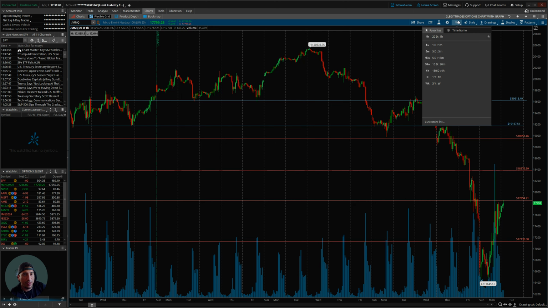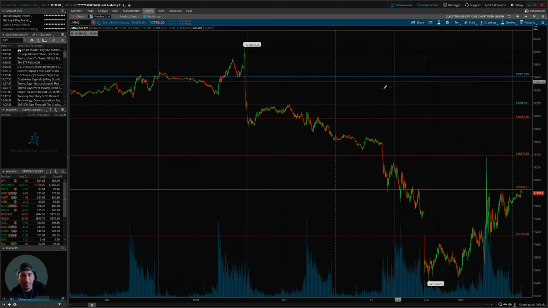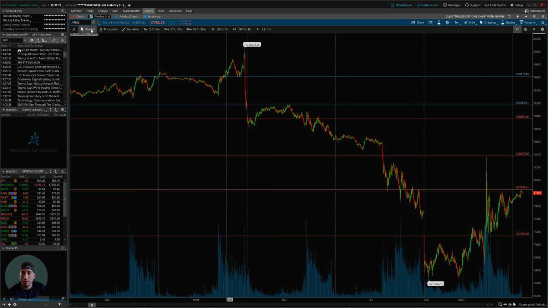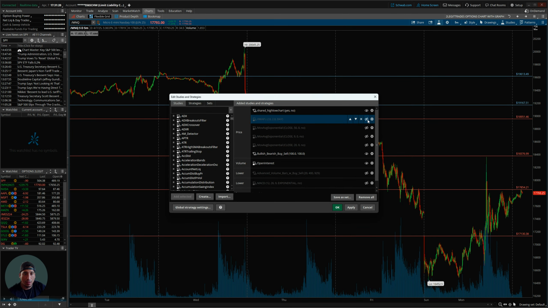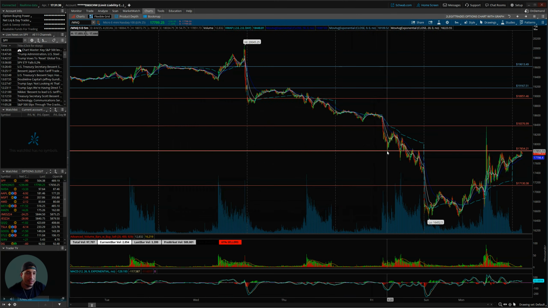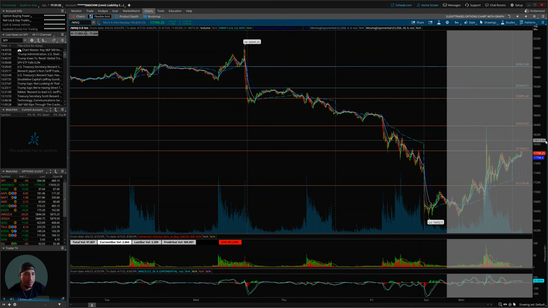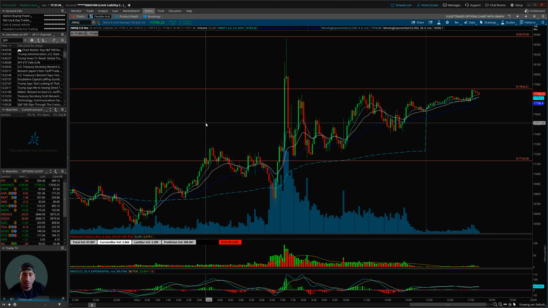Let's see if we have any weekly levels. This has been a crazy week during the market. Insane moves, crazy moves. All right. So we're doing my levels. Now what I'm gonna do is add in all the indicators that I use. All right. Boom, boom, boom. Okay. So this is what my chart looks like when I'm trading.